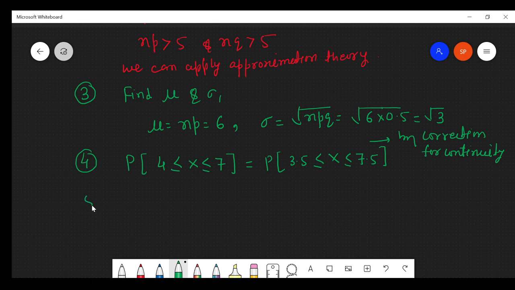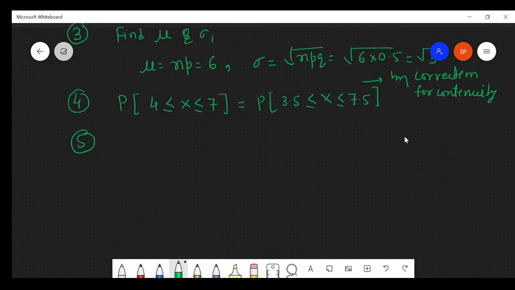Now we go to the fifth step. The fifth step is to find the required area under the normal curve. Here x follows the binomial distribution. But in approximation theory, we use the transformation z equal to x minus mu by sigma, which is x minus 6 by root 3. It follows the standard normal variate, N of 0 comma 1.